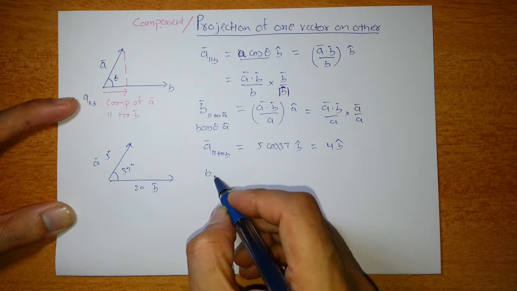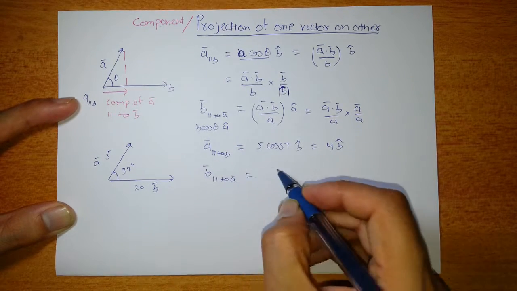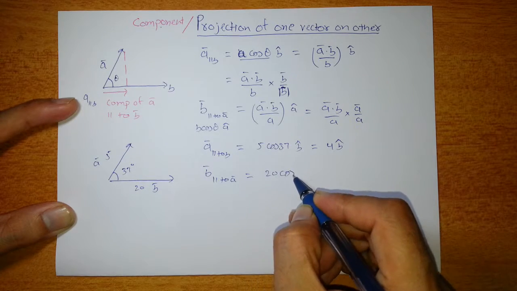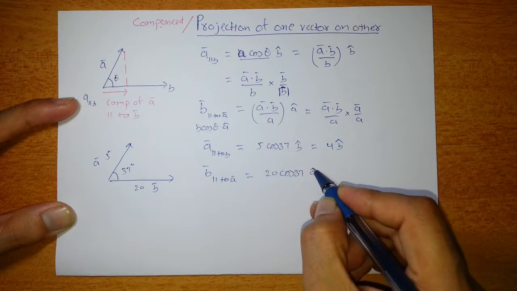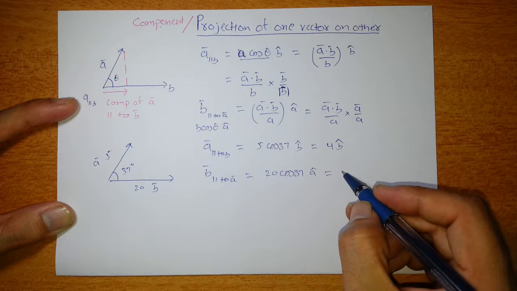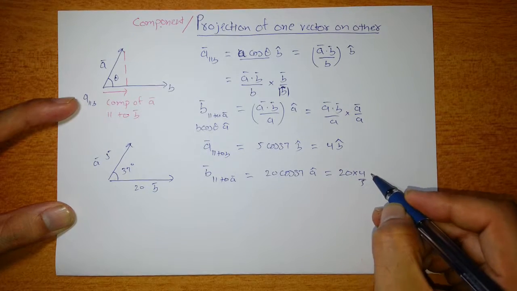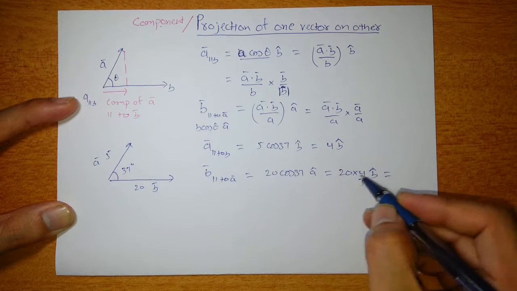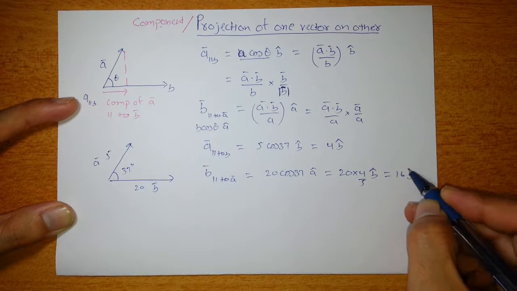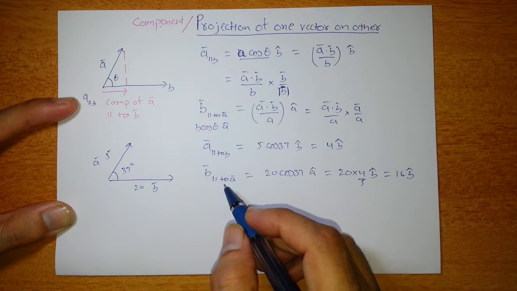What about the component of B parallel to A? Nothing but 20 cos 37 A cap. So it will be cos 37 again, 4 by 5. So 20 into 4 by 5 into A cap, that is 16 A cap. So we can easily get the component of one vector along another.